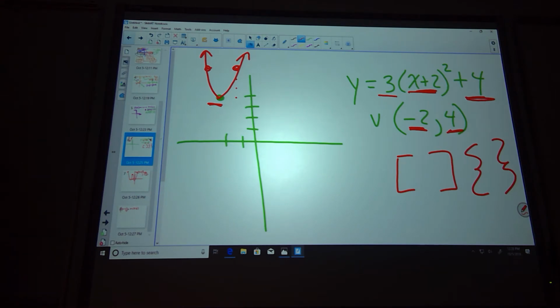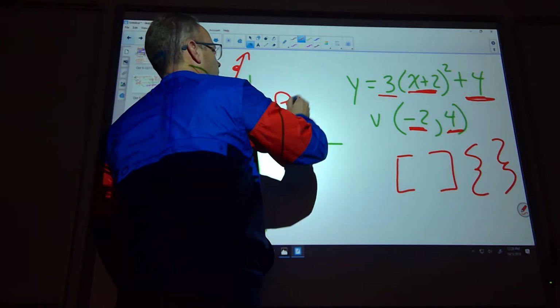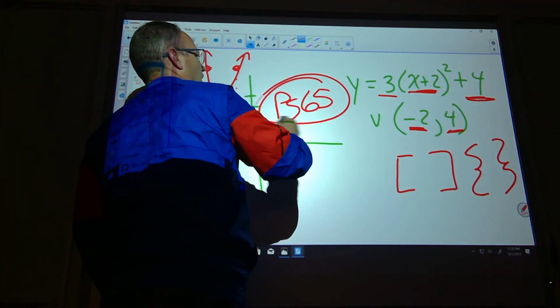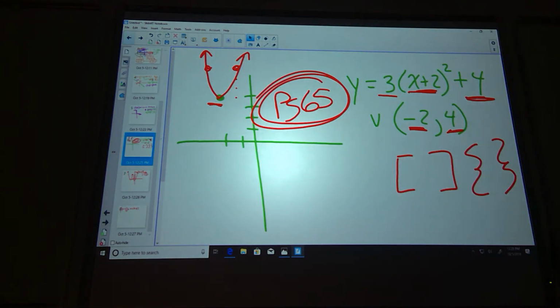All right, that was page 65, 66. So will you make sure your name is on it and just pass page 65 forward. So look at the bottom, see the page 65. Look at the top, see if your name's up there. If it isn't, please put it up there.